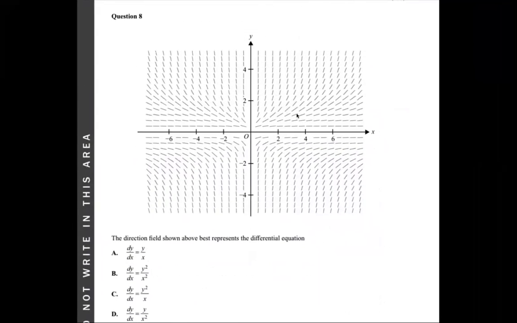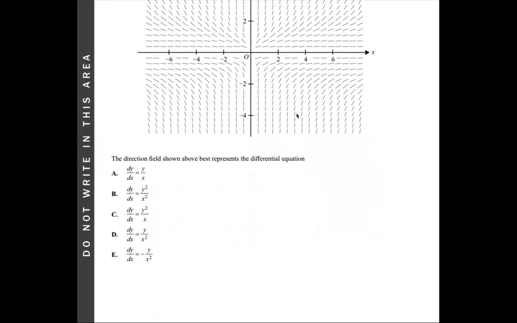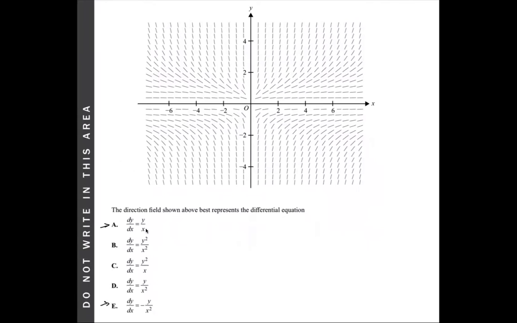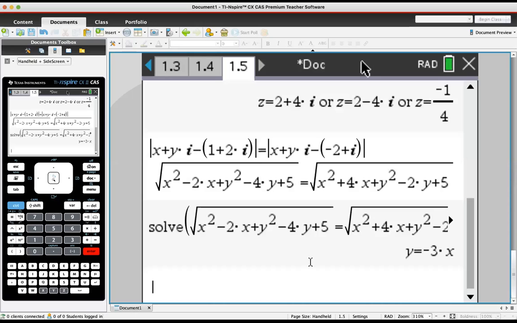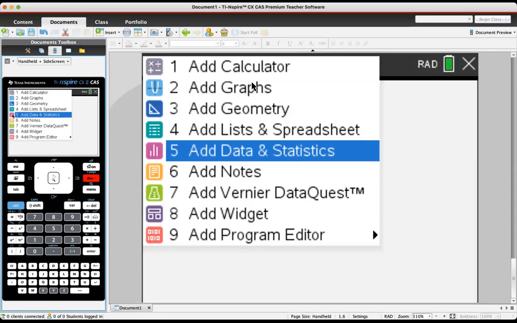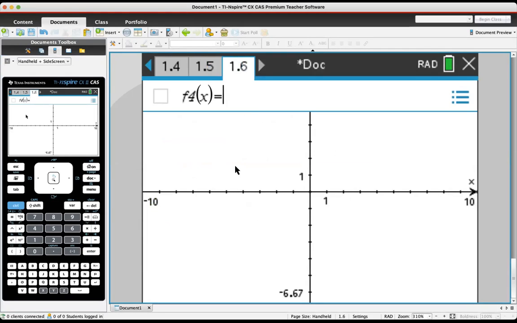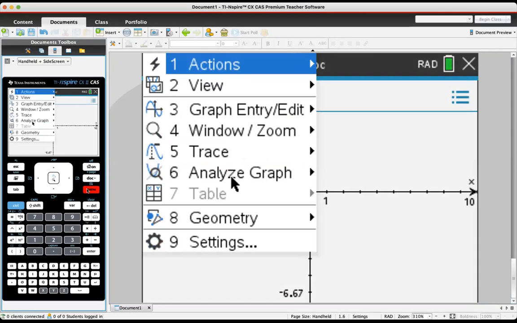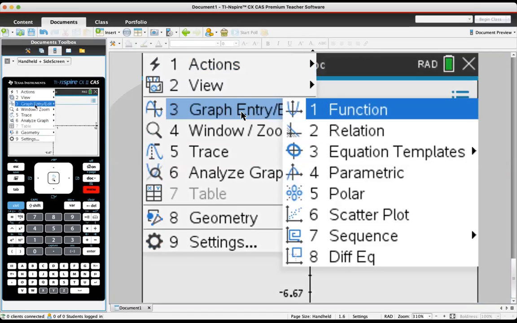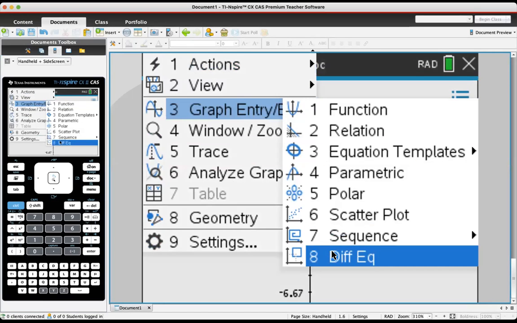Well, I believe I will just use my calculator to test the first and the last option, to see which one will match the provided slope field. Okay, so let's start with y over x first. Press Control Doc, add graphs. Now to plot the differential equation, you have to go for menu, graph entry, 8 differential equation, menu 3-8.